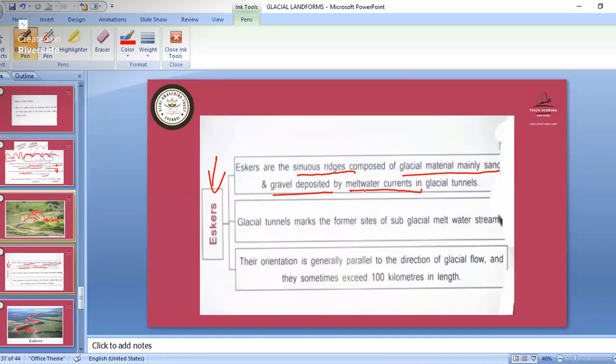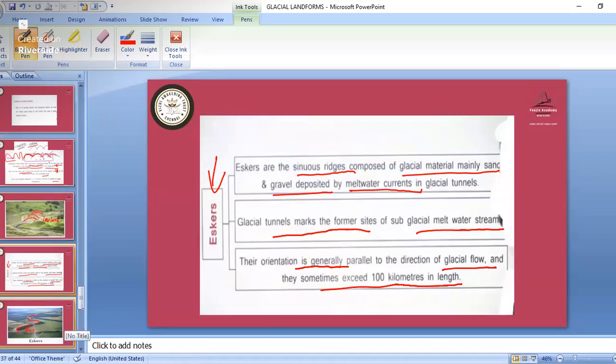It is the gravel deposited by the meltwater currents in the glacial tunnels. The glacial tunnels mark the former sites of the subglacial meltwater streams. Their orientation is generally parallel to the direction of glacial flow, and they sometimes exceed 100 kilometers in length. So an esker is one more depositional landform of the glacier.